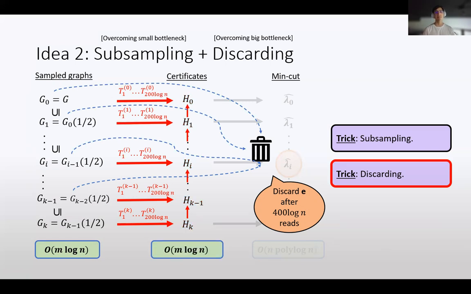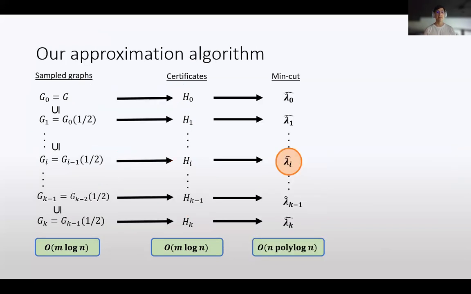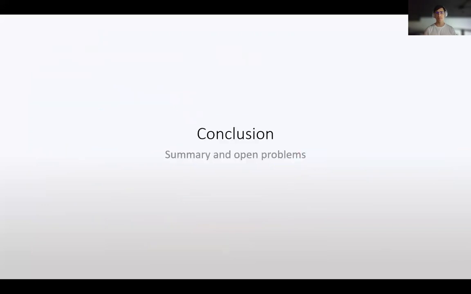Because every edge participates in at most log n many certificate computations, we can bound the total work of constructing this hierarchy as the total number of edges across it, which is m log n. Therefore, subsampling edges together with the discarding trick improves the work required for the parallel construction of the certificates as desired. And in the end, we get a parallel approximation algorithm that performs m log n plus n polylog n work, which in the regime of non-sparse graphs is order m log n.